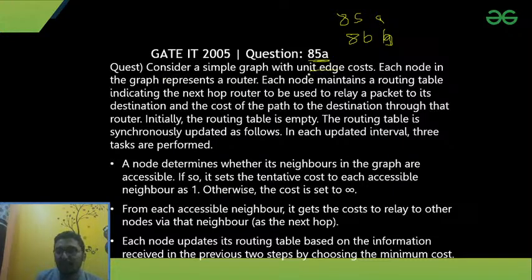So each edge has a cost of one unit. Each node in the graph represents a router. Each node maintains a routing table indicating the next hop to be used to relay packets and the cost of the path to the destination through that router. Initially, the routing table is empty. The routing table is synchronously updated as follows. In each update interval, three tasks are performed. A node determines whether its neighbor in the graph is accessible. If so, it sets the tentative cost to each accessible neighbor as 1. Otherwise, the cost is infinite. From each accessible neighbor, it gets the cost to relay to other nodes via that neighbor as the next hop. Each node updates its routing table based on the information received in the previous two steps.